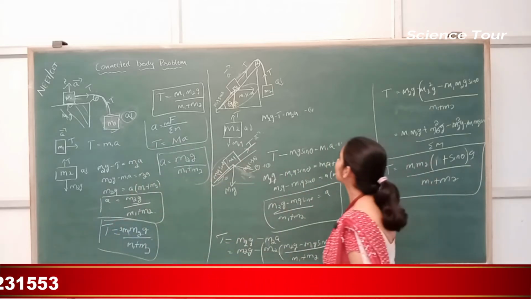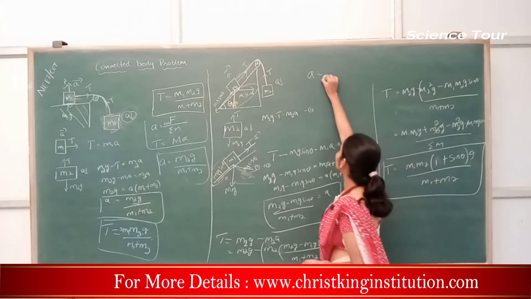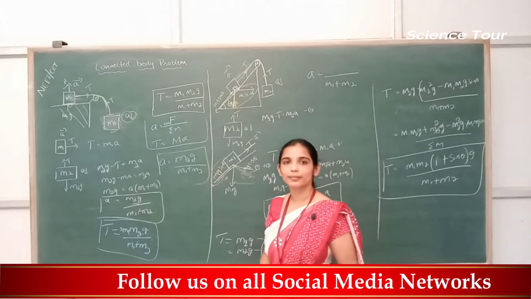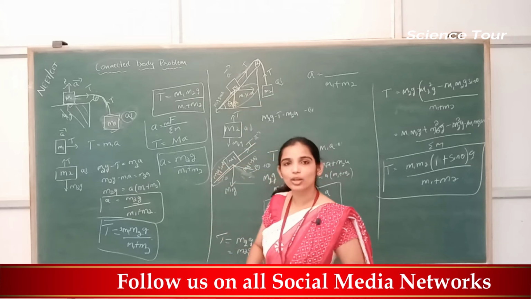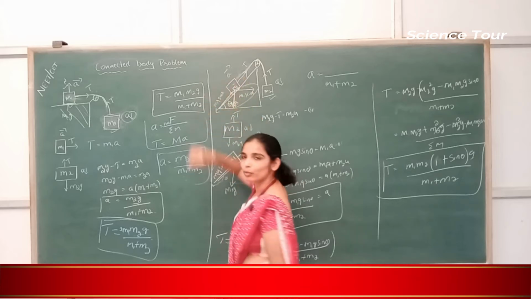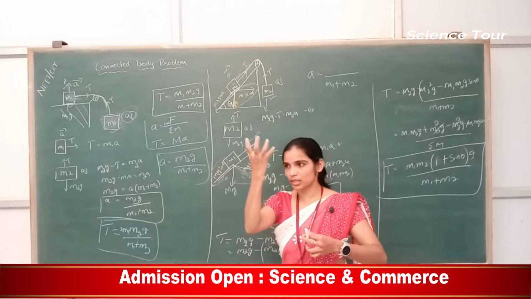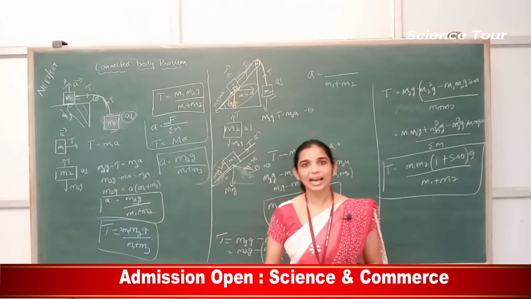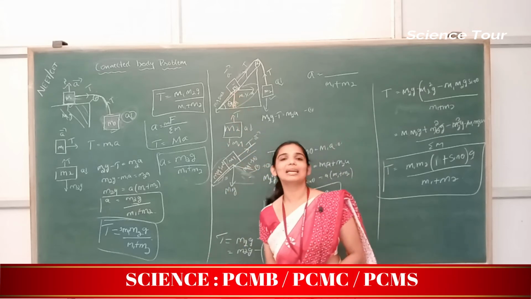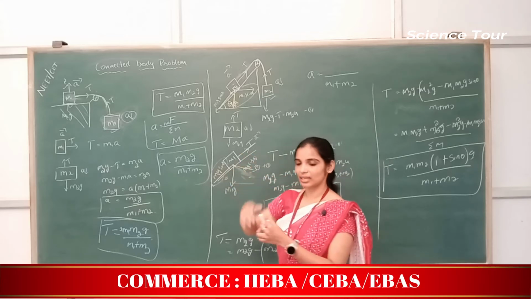Next, let's move to the second type. Here, acceleration is net force divided by total mass, with m1 plus m2 in the denominator. What is the net force here? What are the external forces acting on the whole system? One is the weight of m2, another is the weight of m1. The weight of m2 acts directly downward because m2 is hanging. But m1 is not acting directly downward, it is acting at an angle theta because m1 is on the inclined plane.